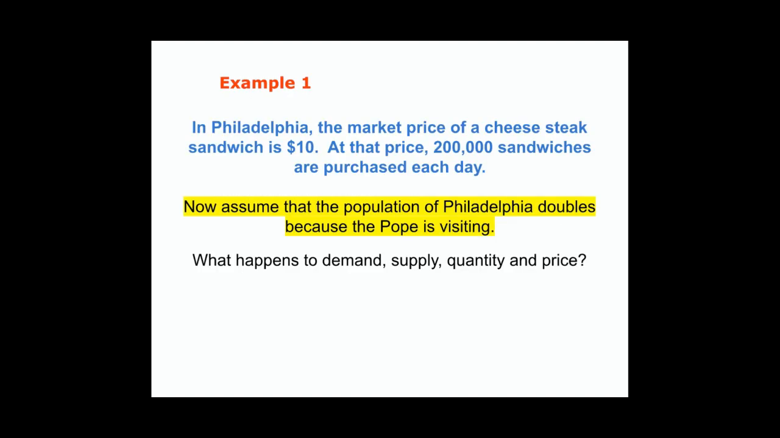Let me show you by doing an actual example. Let's say we have a set of facts. Example 1. We're in Philadelphia and the market price of a Philadelphia cheesesteak sandwich is $10. At that price, there are 200,000 sandwiches sold each day in the market. Now we make an assumption. We understand the Pope is going to be visiting Philadelphia, and a lot of people are going to be coming there. So while the Pope is there, the population of Philadelphia is going to be much larger. I assume it doubles. Well, what happens to the demand, supply, and quantity and price of Philadelphia cheesesteaks?